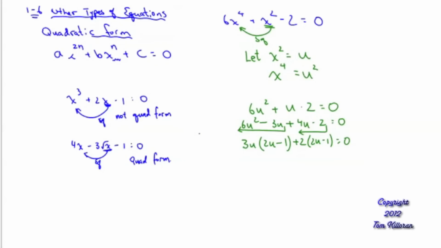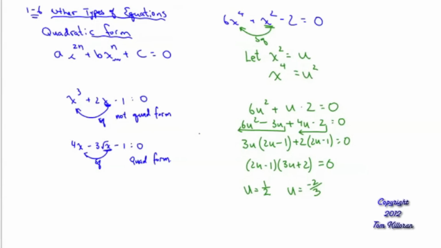See, it's almost done. And then we get down to 2u minus 1 times 3u plus 2. Remember, we're kicking out that 2u minus 1. And this thing is equal to 0. What's the next step? Set them both equal to 0, and we're going to get one of them as u equals a half, right? Add 1, divide by 2. The other one's going to be u equals negative 2/3. Subtract 2 and divide by 3.